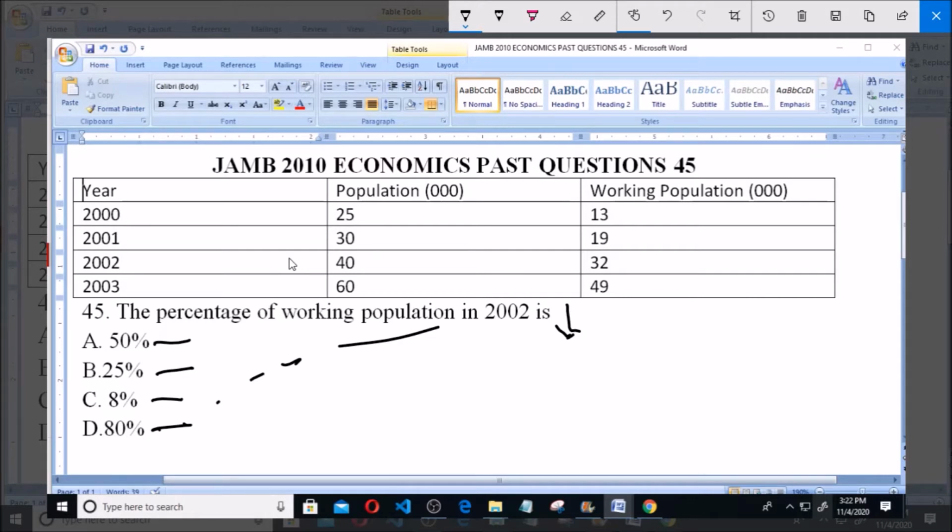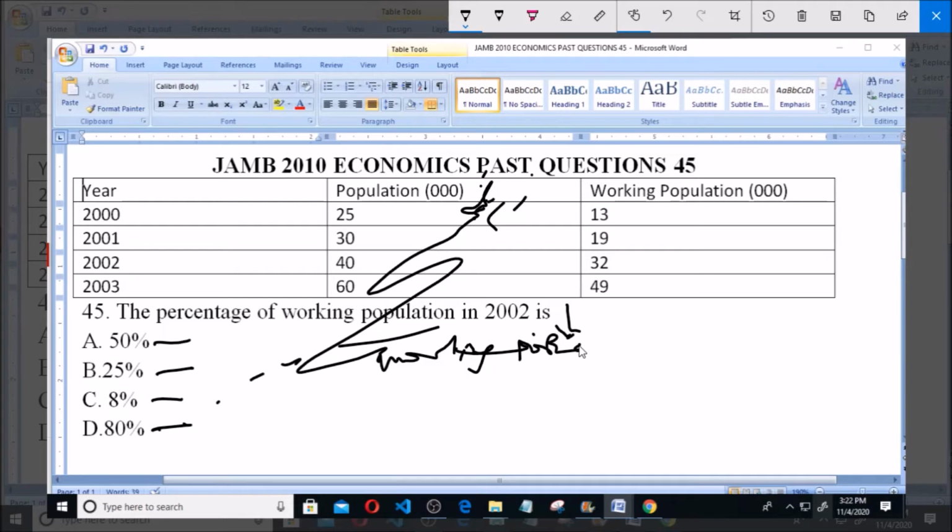Now to get the working population in percentage, we have to add 13 plus 19 plus 32 plus 49, and we add this together, we have 113.